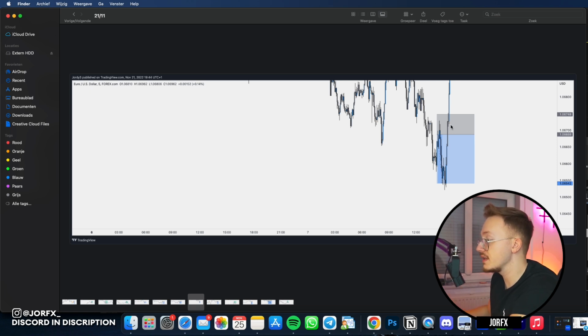The most optimal entry in this case was the fair value gap right here. Stop loss above the swing high, take profit underneath the liquidity zone. This was again a 1/2. Clean trade, pretty lucky. It reversed right away after here, but sometimes you have to be a bit lucky.